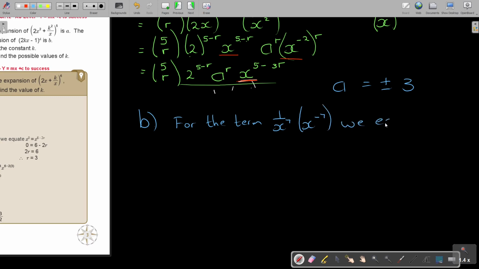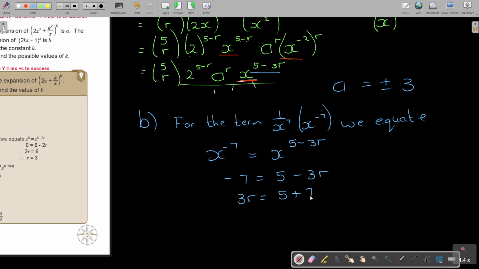We equate. And what do we equate? It's again that. So we're going to say x to the power negative 7 is equal to x to the power 5 minus 3r. Okay, so we're going to get negative 7 equals 5 minus 3r. Bring that 3r over, it becomes positive. 5 plus 7 is 12, so 3r is 12. So therefore, r is going to be equal to 4.